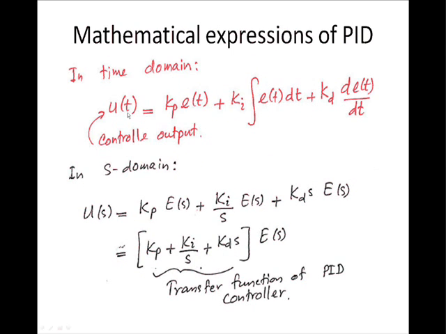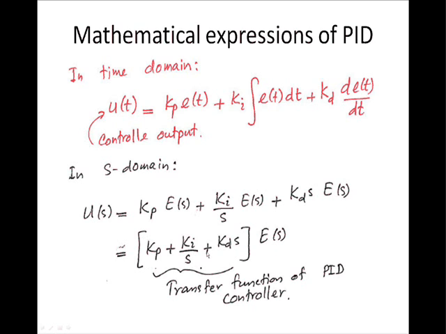Mathematical expression of PID in time domain, you can write it as the control signal output u(t) is equal to Kp times e(t) plus Ki times the integral of e(t) dt plus Kd times de/dt, the derivative. And in S domain or in Laplace domain, if you Laplace transform these three terms, you get capital U(s) is equal to Kp times capital E(s) plus Ki over s times capital E(s) plus Kds times capital E(s).